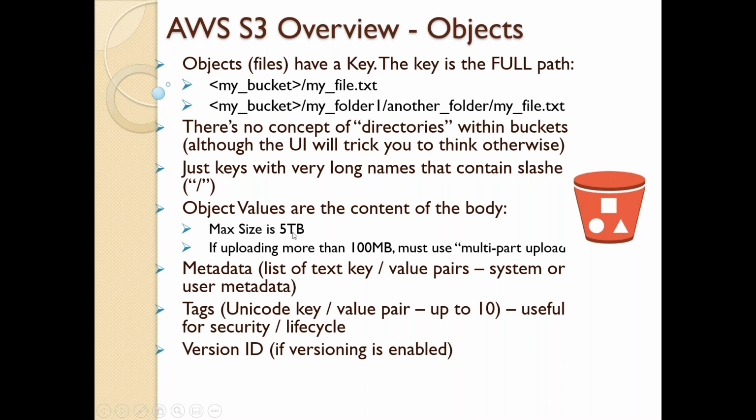The maximum size of a file can be up to 5 TB. If you are uploading more than 100 MB, AWS recommends using multi-part upload. This multi-part upload is equivalent to BitTorrent. I hope you guys have used BitTorrent. Whenever you download a very big movie file, it breaks that file down into small chunks and starts downloading those, and then it merges them into a single file.